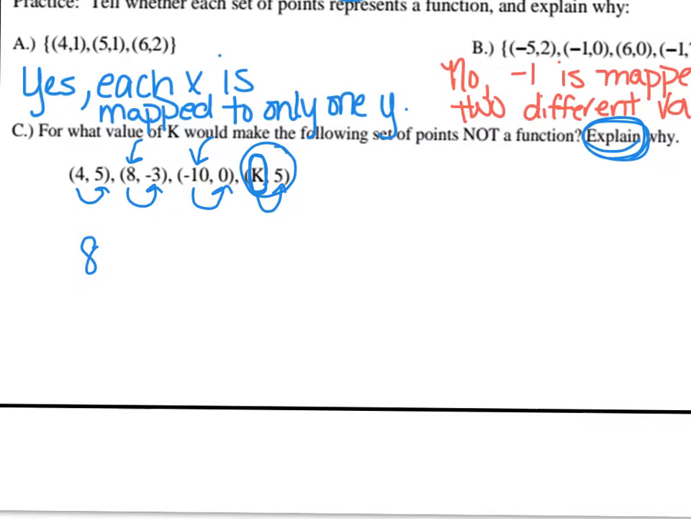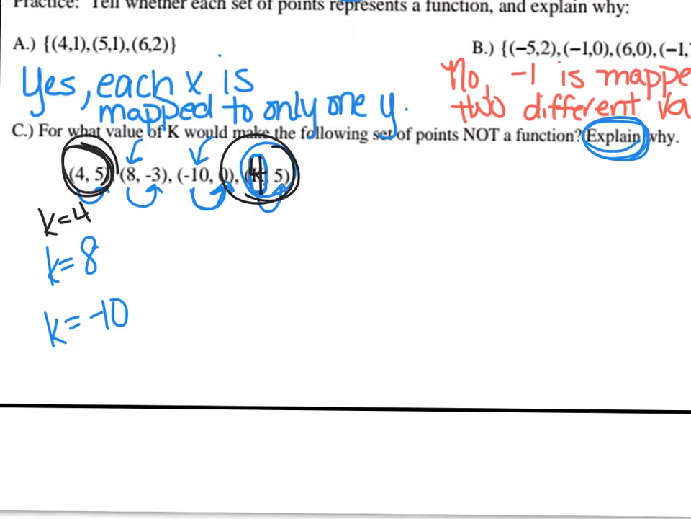If I say k equals 8, that means 8 went with -3 and then later 8 went with 5. That's bad. I could also say k can't be -10 because -10 is already paired with 0. So -10 can't later be a 5. The other thing I can't use here, though, is k equals 4. If I later say 4 goes with 5, well, 4 already went with 5. That's okay. That's like I said my birthday was March 1st, and then later again I said my birthday's March 1st. So k can be 4. It just can't be 8 or -10.